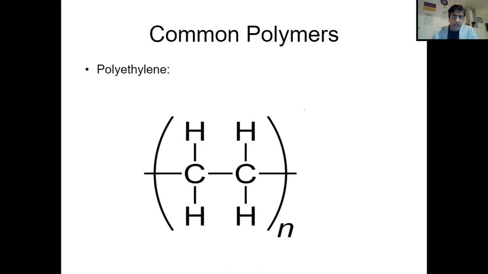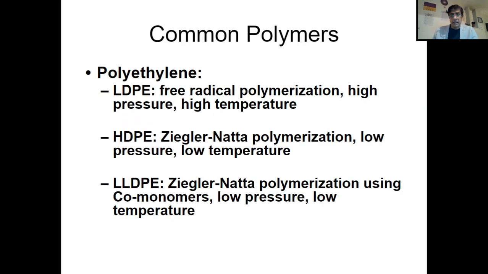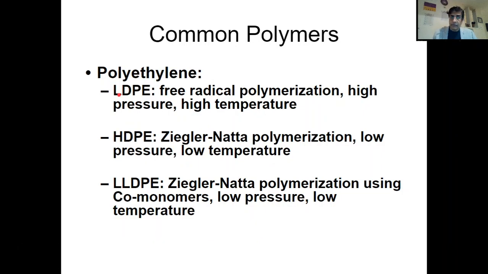This is the repeating unit of polyethylene, and the symbol is PE, and this is produced by the chain growth polymerization technique. We can use a free radical or we can use a catalyst. So based on what system you are using, there are three different types of polyethylene. Low density polyethylene. So read the handout given with this lecture, where the detail is given. So L is for low density polyethylene, then high density polyethylene, and linear low density polyethylene.